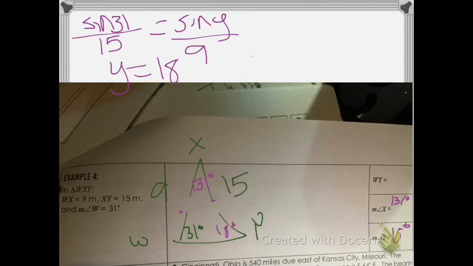And then I still have to find this side down here. I gotta find him. So we'll just call it A. It doesn't matter, but I gotta use this proportion. I think I still use this one. So sine of 31 over 15 equals sine 131 over A. Cross multiply, solve for A. You should get that WY is 22. I think it was 21.9 or something like that, but I think I rounded to 22.